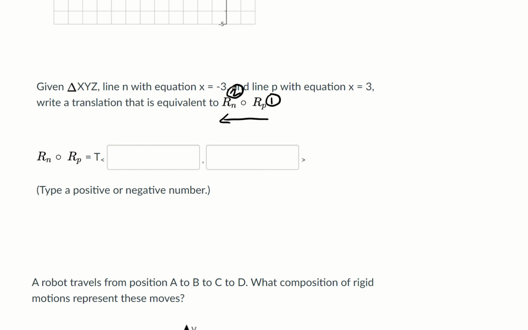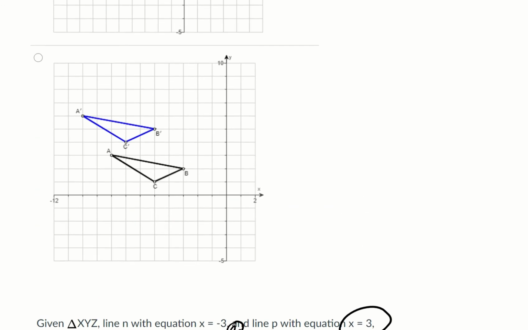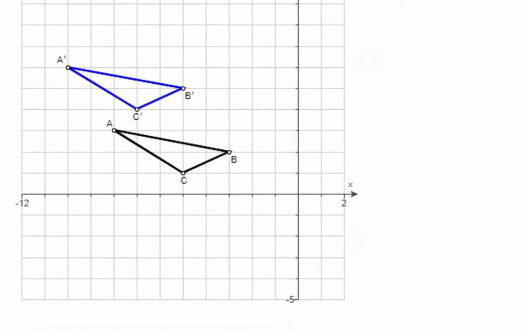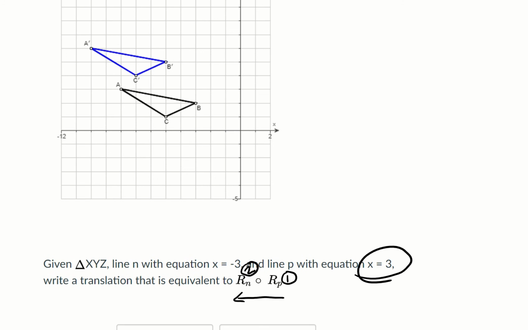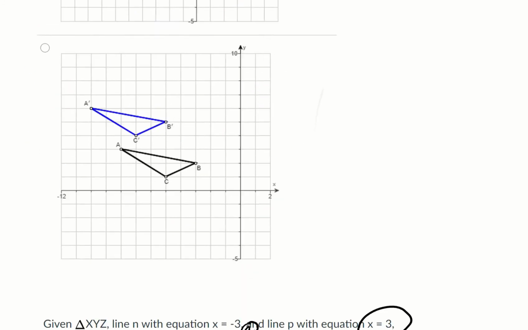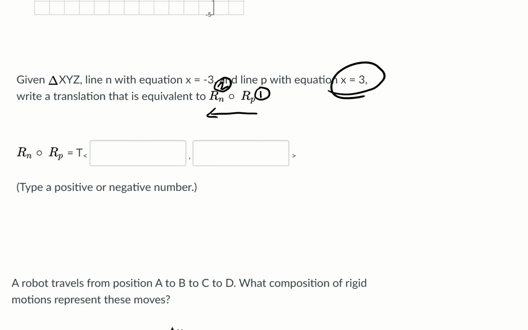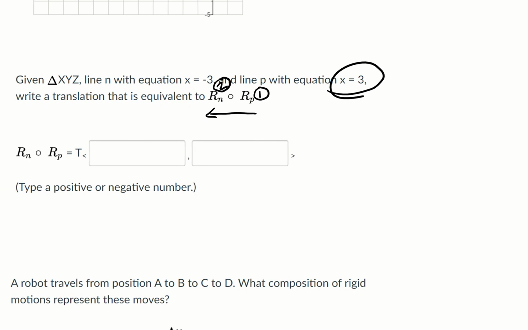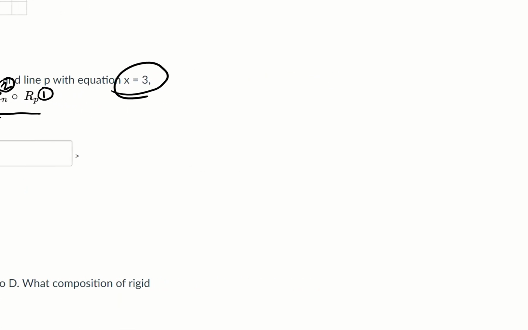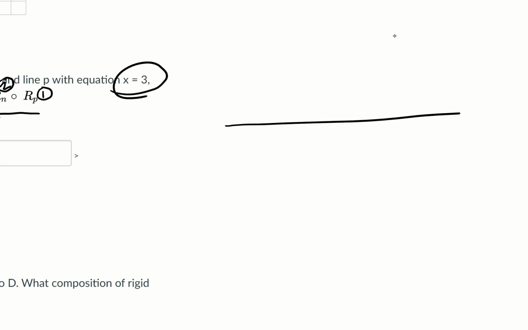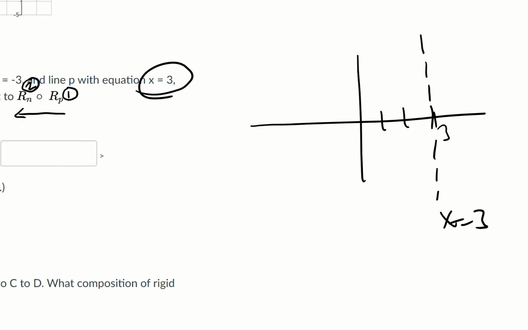All right, so we want to reflect about line P first. Line P is x equals 3. Let's draw that line x equals 3 first. Oh, we need to draw it because we don't have a picture here. So let's go ahead and draw it out. Just a quick picture of this. So 1, 2, 3. That's x equals 3 right here. Vertical line that cuts through an x value of 3.